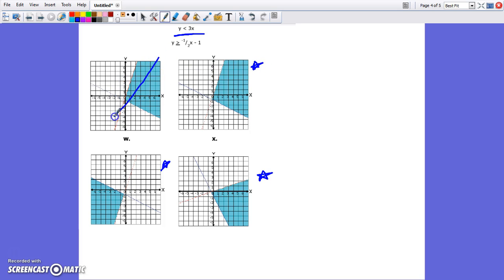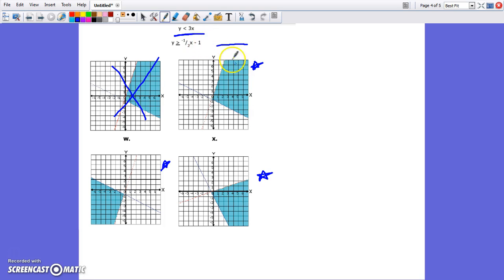So we've eliminated this one. This positive slope is not a dashed line. If we look at the negative slope, y is greater than or equal to this negative slope, the equal sign means this is going to be a solid line. So this is a negative solid line. This is a negative solid line here, and this is a negative solid line here. So we were not able to eliminate anything by looking at that.